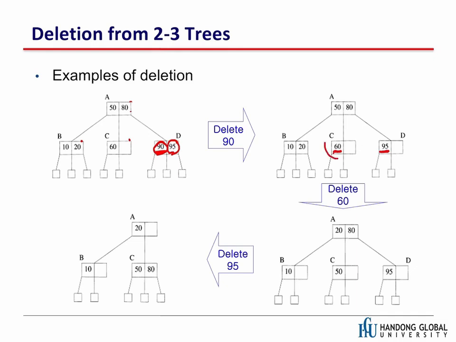Okay, so when we delete 60, actually this one is gone. Okay, then there is a rotation here, and when this one is gone, then this one is a 3 node. 3 node means we have 3 pointers, but this one is gone. That is a problem. Okay, so we rotate. So 50 is going down and 20 is going up. So now 10, 20, 50.